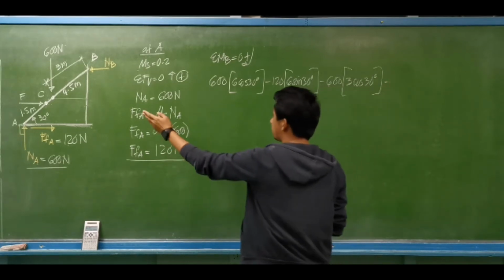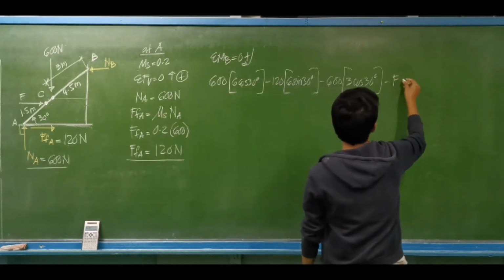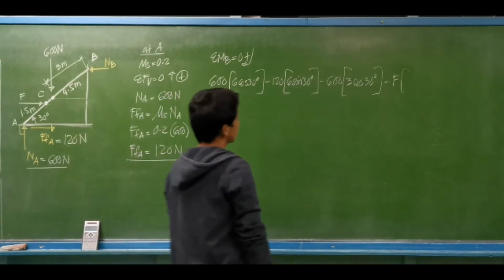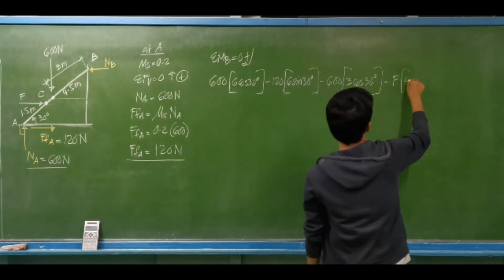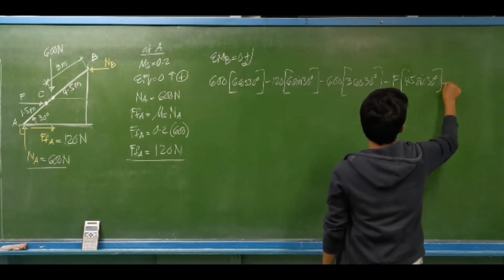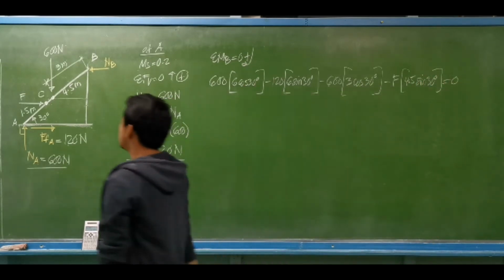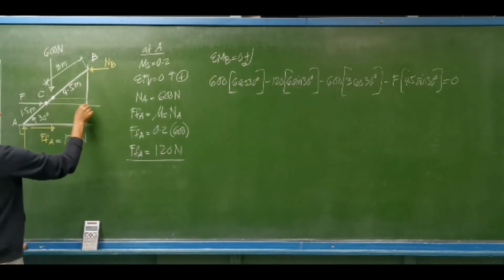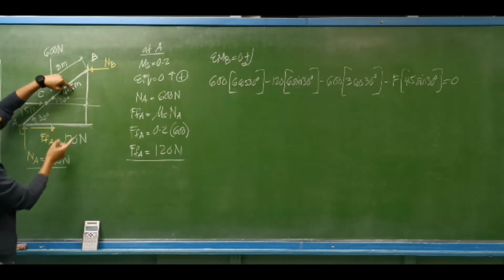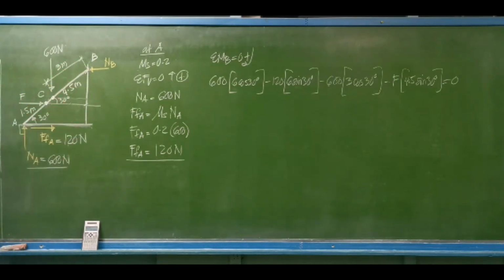And finally, we have the force F. For the force F, the lever arm is 4.5 meters, which is the same as 4.5 sine of 30 degrees, equal to 0. So the line of action, this distance with the angle of 30 degrees, is 4.5 sine of 30 degrees, equal to 0.